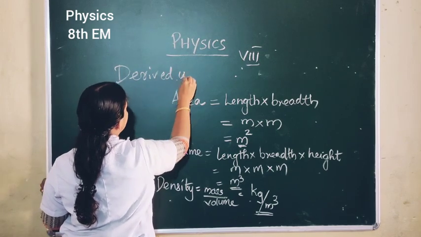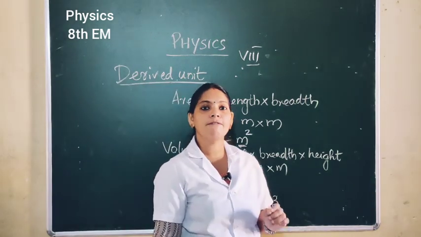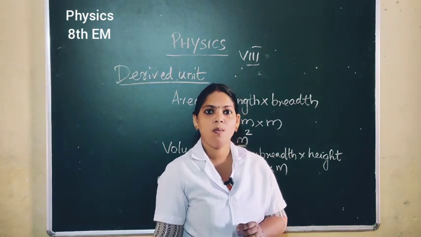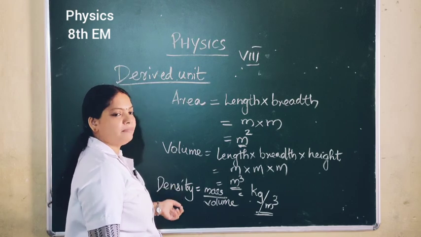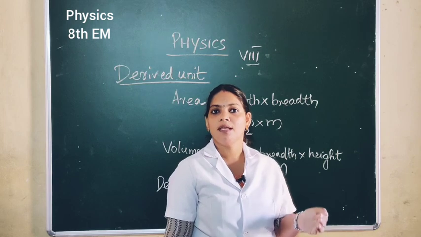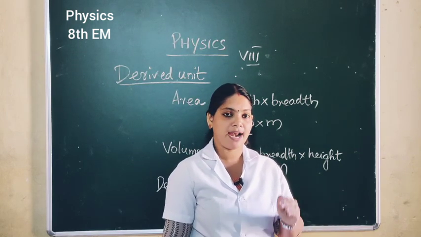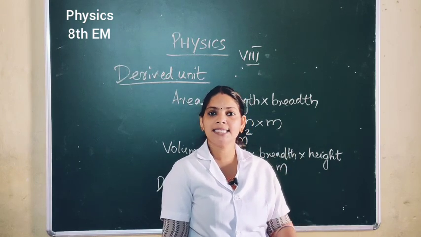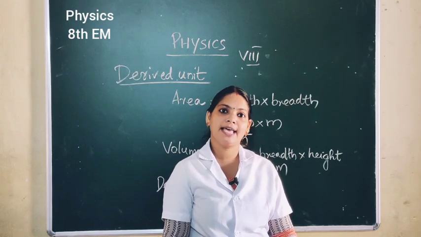So, what is a derived unit? The units which are expressed in terms of fundamental units are known as derived units. What are the examples of derived units? Area, volume, density, and so many other physical quantities. So, the units which we express in terms of fundamental units, we call them derived units. Now, there are salient features of SI units.